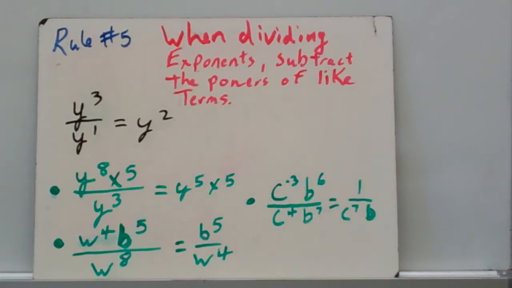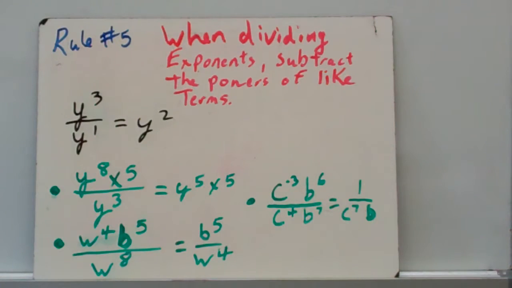It is important to note that it does matter whether the greater number of your power is in the numerator or denominator, because that's going to determine where it ends up in your answer. For example, on the next example here, I've got w to the 4th, b to the 5th over w to the 8th. Now we all know that w to the 8th is a larger power than w to the 4th.